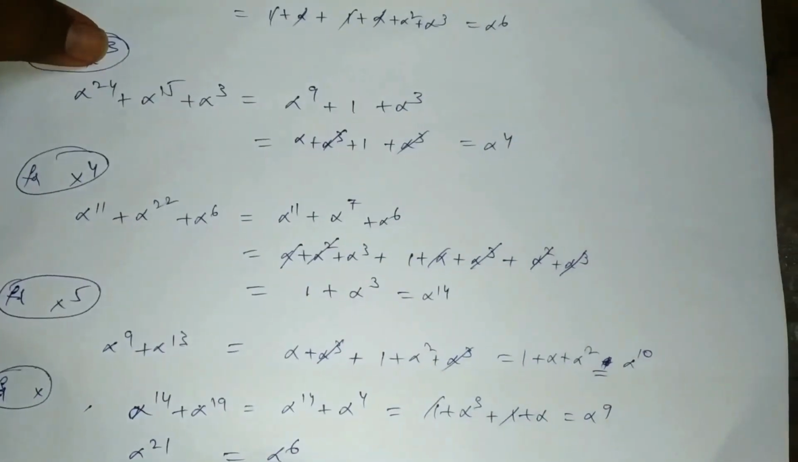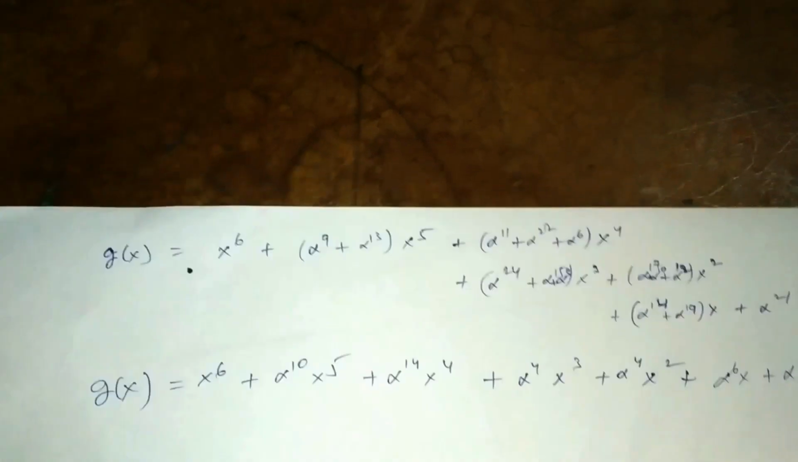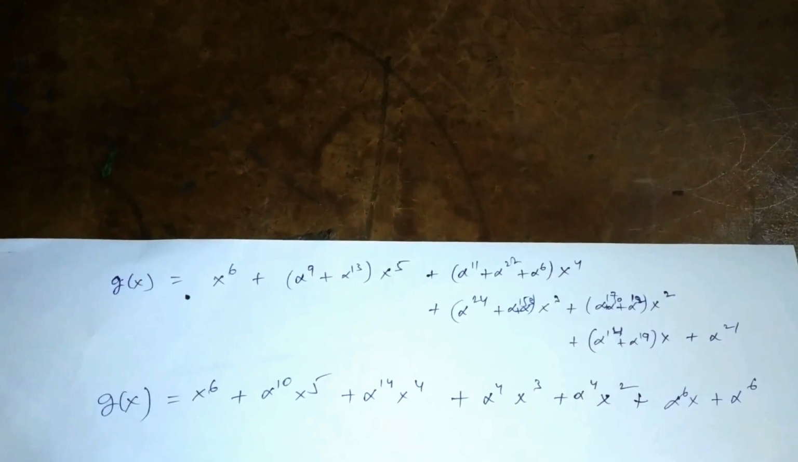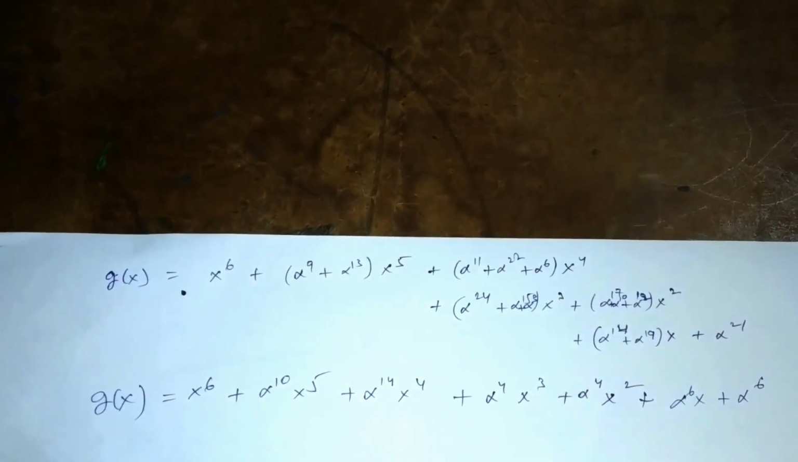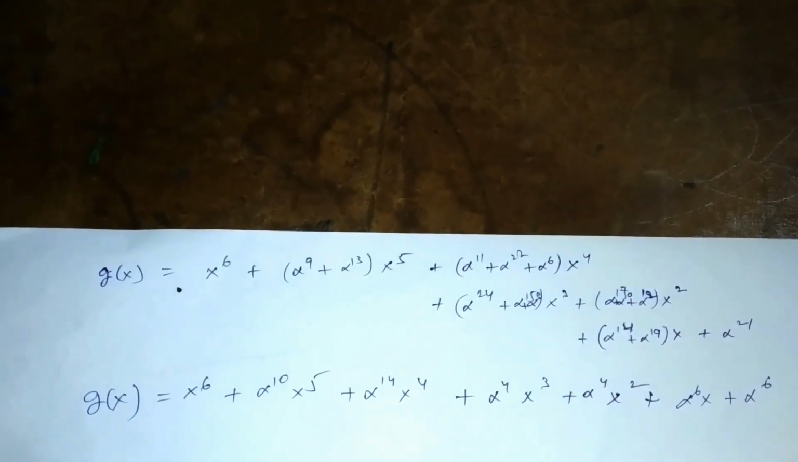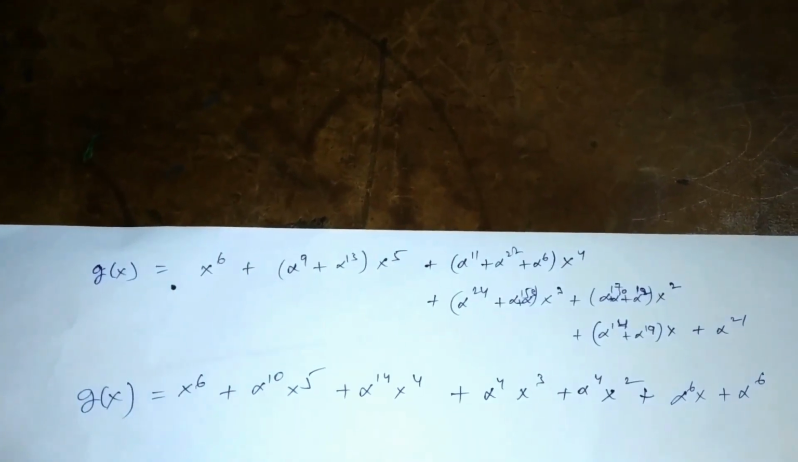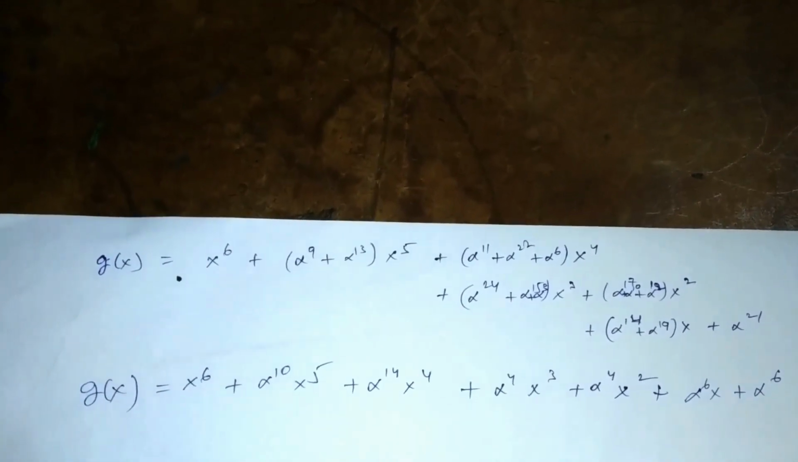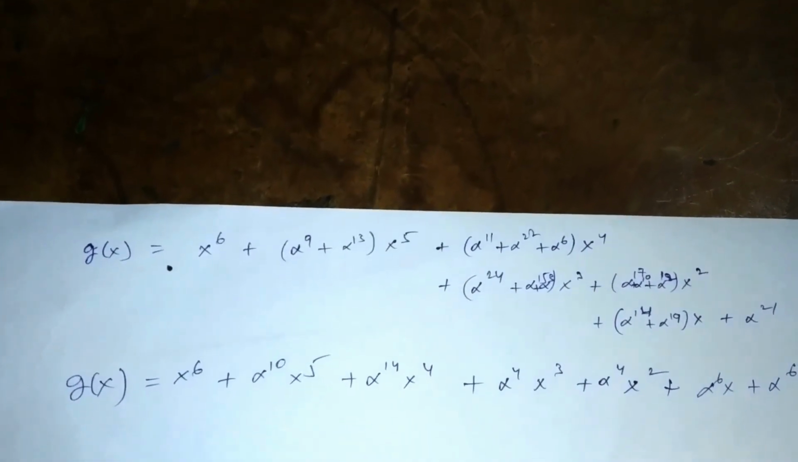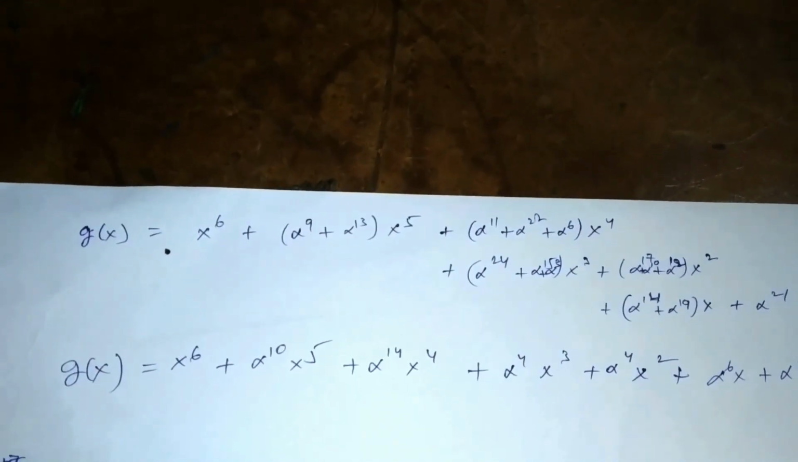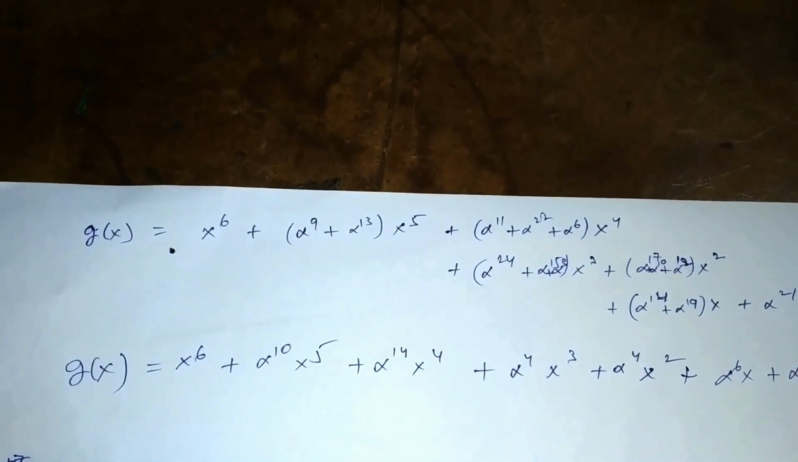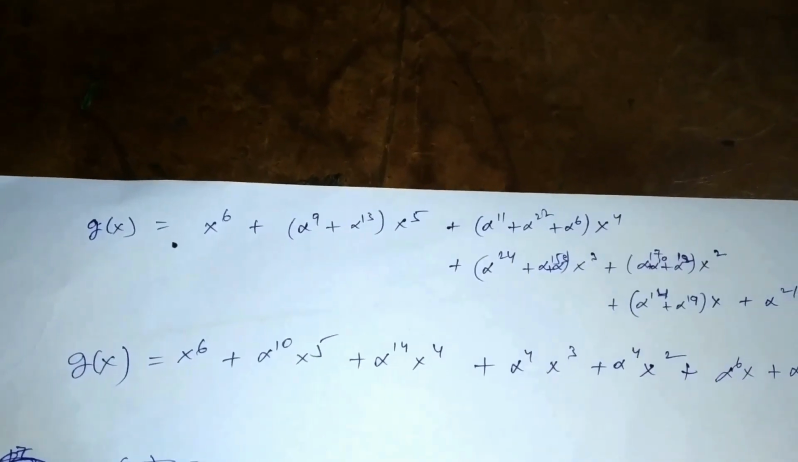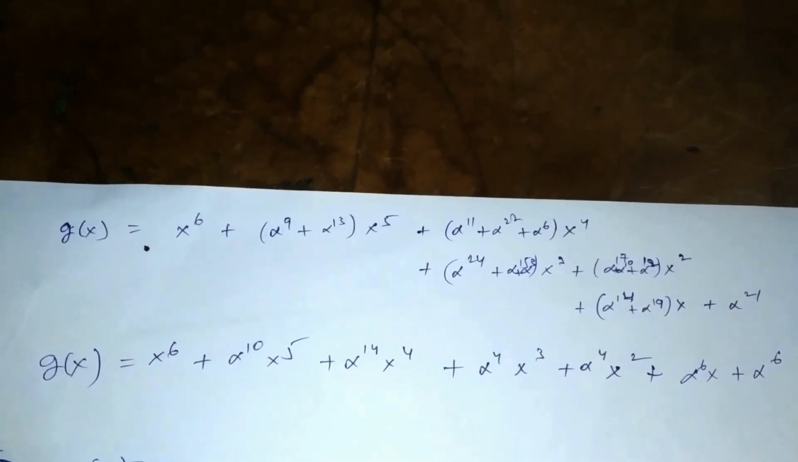With all these simplifications, the generator polynomial can be represented as g of x equal to x power 6 plus alpha power 10 x power 5 plus alpha power 14 x power 4 plus alpha power 4 x cube plus alpha power 4 x square plus alpha power 6 x plus alpha power 6. Once we have the generator polynomial, it is very easy to get the code word. The code word is nothing but the data d of x multiplied by g of x, where d of x is the data polynomial and g of x is the generator polynomial. This is the encoding for RS coding.